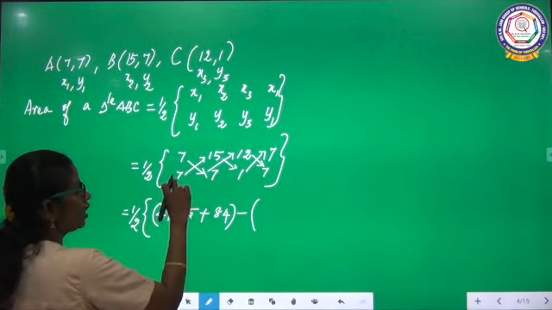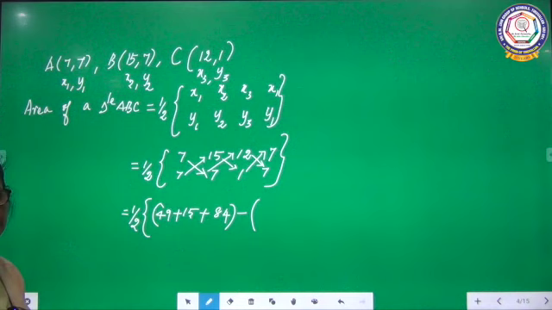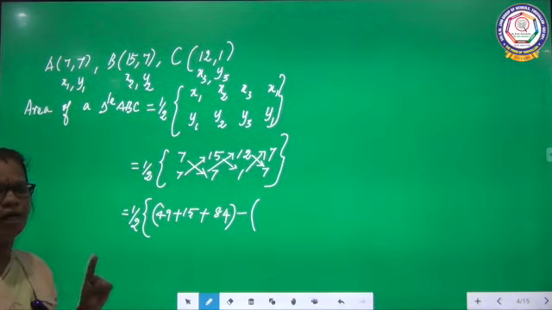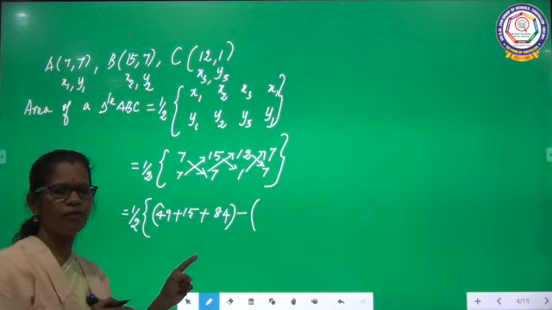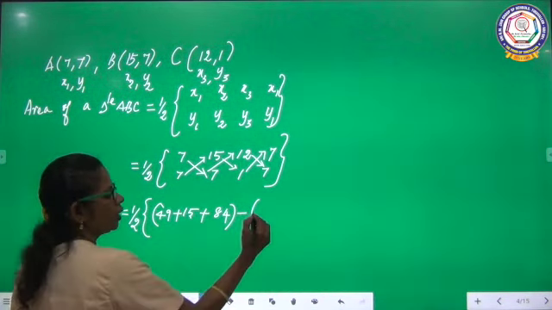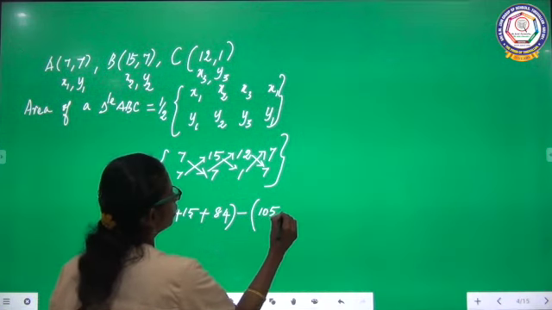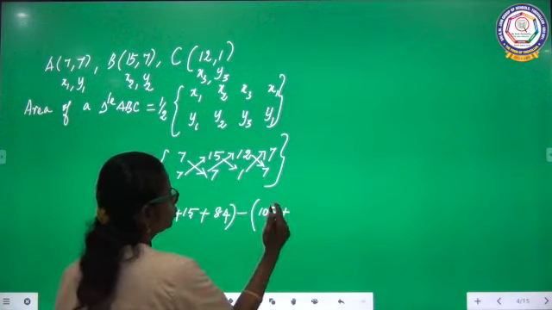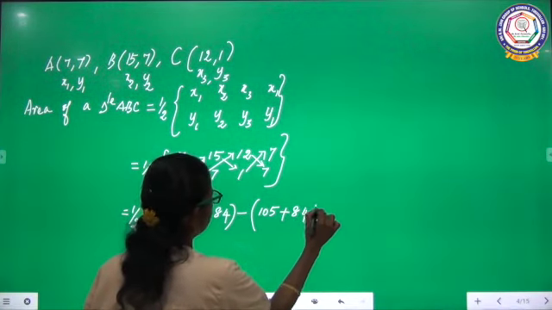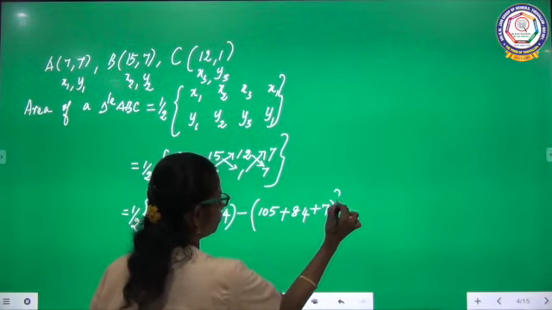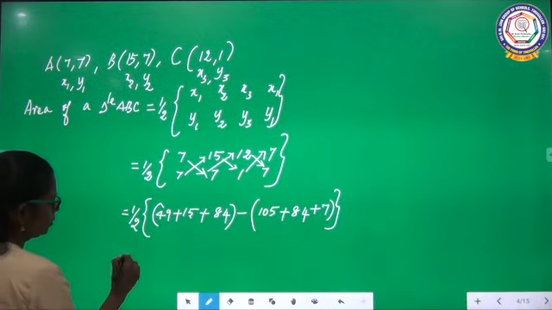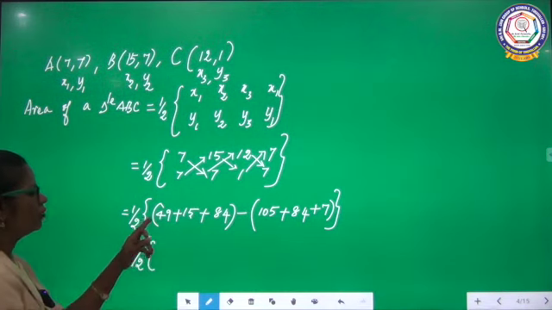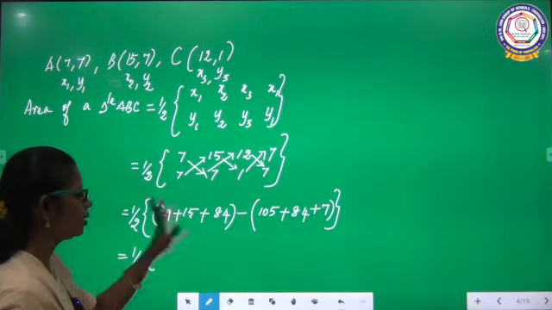Minus 15 7s are 105. 5 7s are 35, remaining 3, 7 1s are 7, 7 plus 3, 10. 105 plus 12 into 7. 12 7s are 84 plus 7. Right? Which is equal to 1 by 2 into 49 plus 15 plus 84.